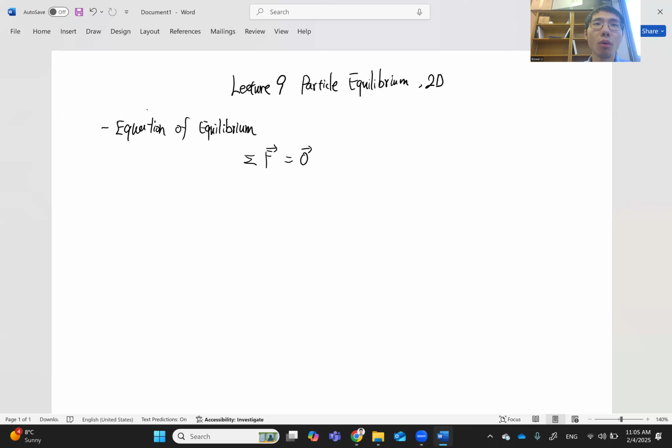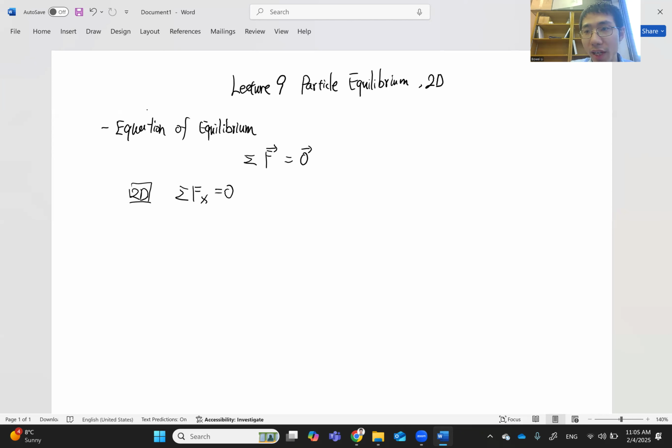And now we've already got ourselves prepared. We can go ahead and use this equation here. Please note that this equation is a vector equation. If it is the 2D case, this equation can be decomposed into two scalar equations. That is, the summation of forces along the x direction equals zero.